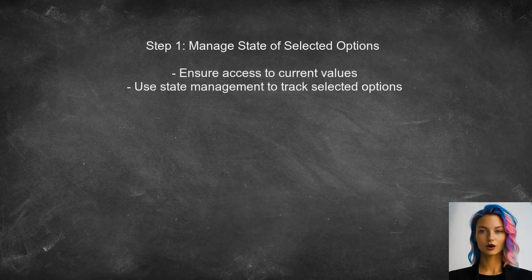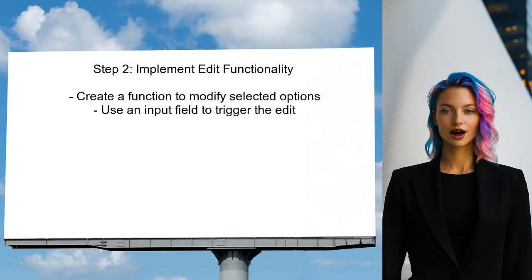To edit created entries in the Select Async Creatable component, the user should first ensure that they have access to the current values. This can be done by managing the state of the selected options. Next, the user can implement an edit functionality. This involves creating a function that allows the user to modify the selected option's label or value. The user can trigger this function through an input field.